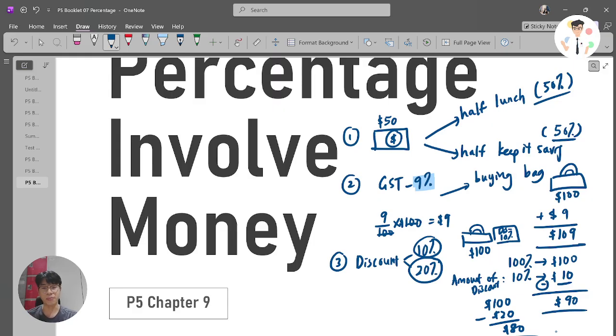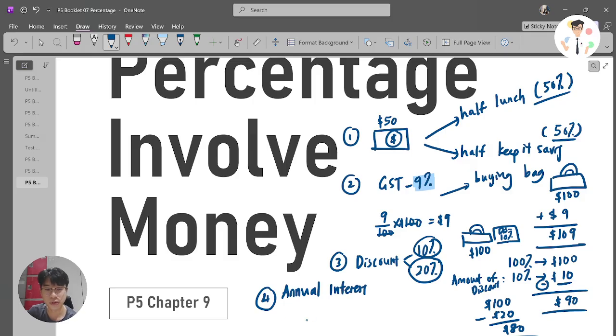Sometimes the shop has a bigger discount, a better discount, like 50%, half price. Also possible. Okay. Now, this is the third situation, and the last situation is what we call the annual interest. Now, what is annual interest?